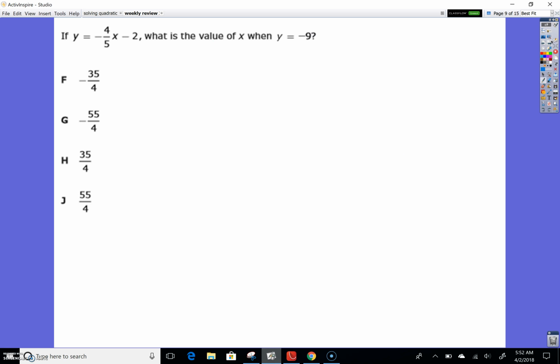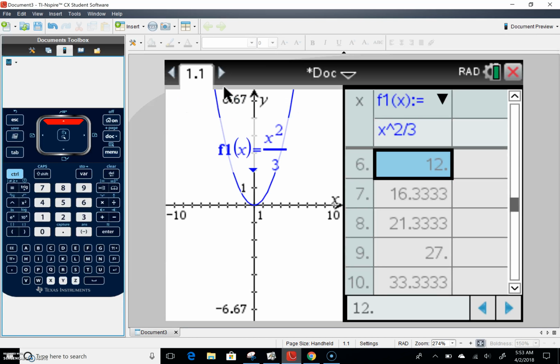If y is equal to -4/5 x minus 2, what is the value of x? I need to find x when y is -9. So all I have to do is substitute that in there. -9 equals -4/5 x minus 2. I can solve for x, but I'm going to just use my calculator.